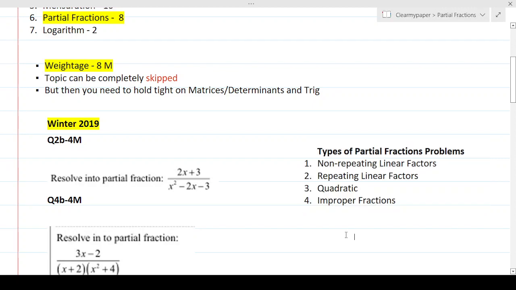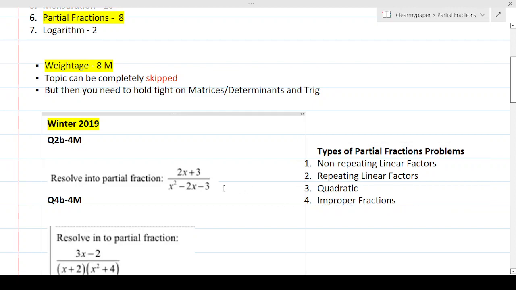The whole partial fractions topic, not only the syllabus, but all the problems put together, can be related to one of the 4 types. The first 3 types we already covered. The fourth type is pretty simple. We'll cover the improper fractions. I'll just give a quick walkthrough in this episode, and we'll cover that in detail later.